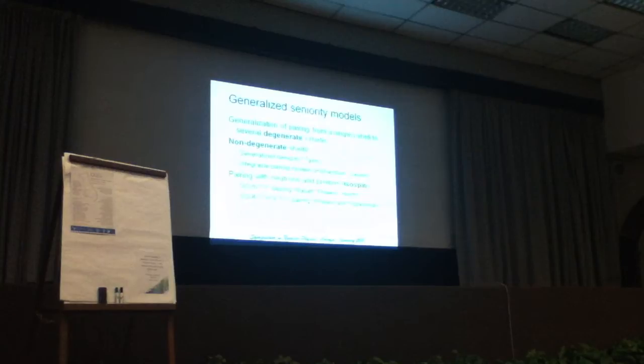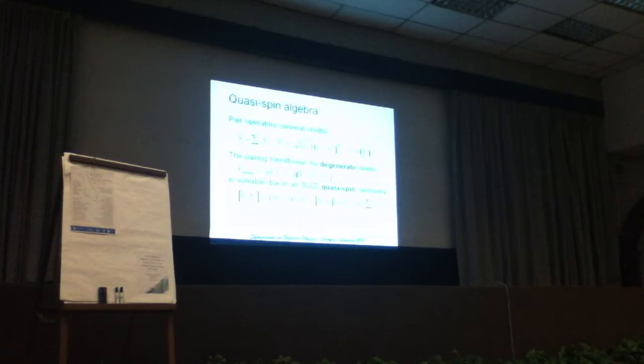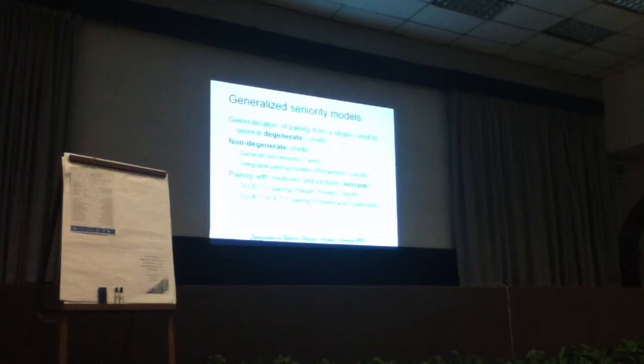Okay, so what about generalizations? So far I discussed what happens for a single j shell. This can be very easily generalized to degenerate j shells. It's a bit more complicated for non-degenerate j shells, so I will say a few words about that because there is recent work on that. And for nuclei, of course, we have neutrons and protons, so you should also consider isospin, right? That is a lot more complicated, but it can be done as well, as I will show in a few slides.